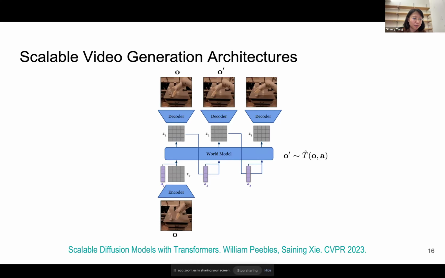Because of this transformer backbone, all the things that apply to language models now apply to video generation as well, like long context, efficient generation and so on. So this is on the architecture side.